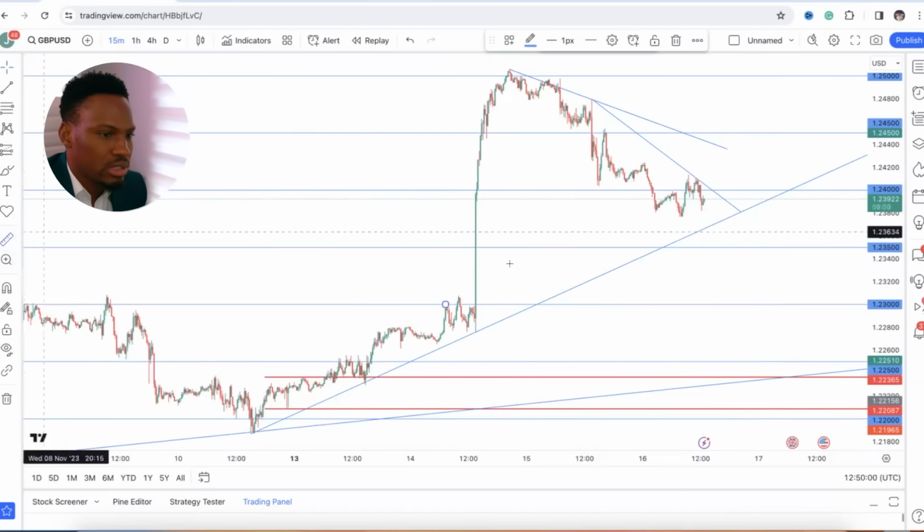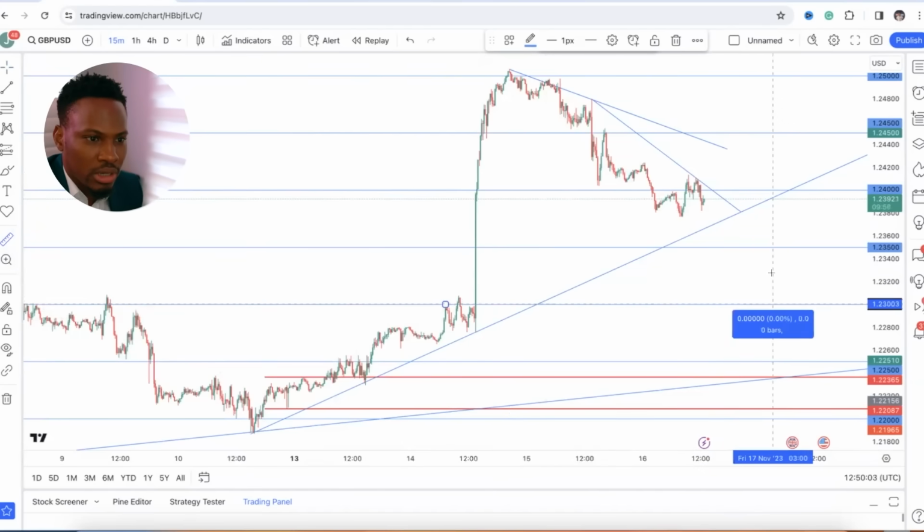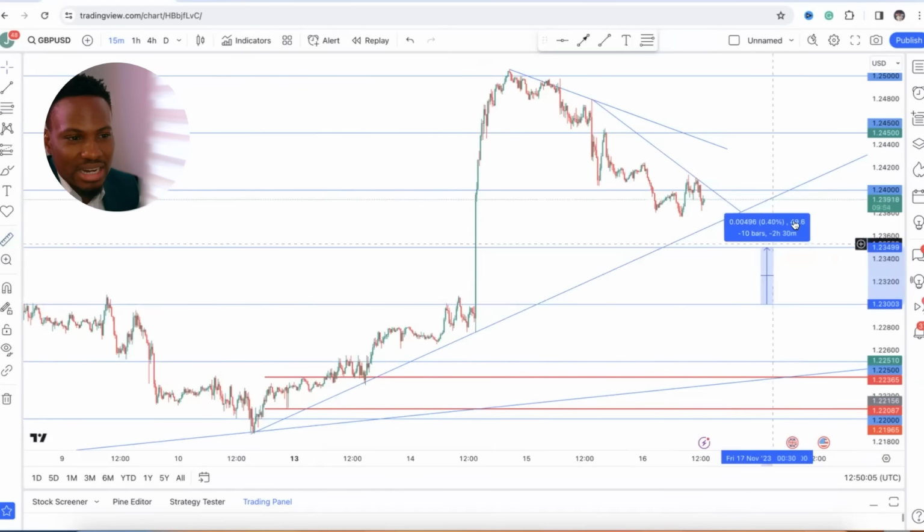In order to calculate that, I take the measure tool from here to this point. It's exactly 50 pips.